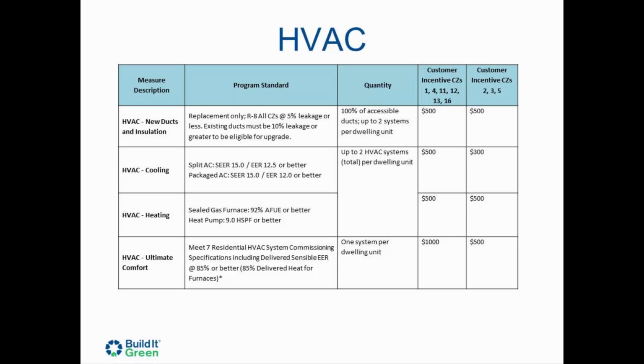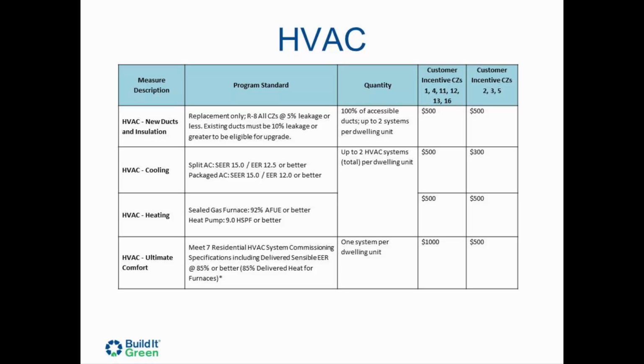HVAC cooling, split systems must be at least 15 SEER or 12.5 EER. And package units 15 SEER and 12 EER or better. And then for heating, sealed gas furnace, 92% AFUE or better, heat pump, 9 HSPF or better. So for those 2 measures, you can claim up to 2 HVAC systems per dwelling unit.